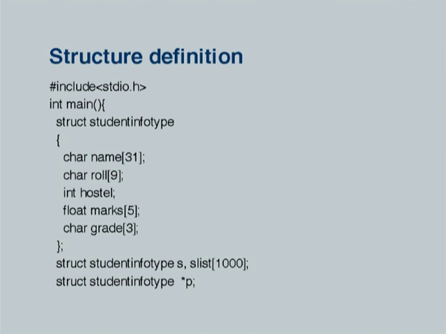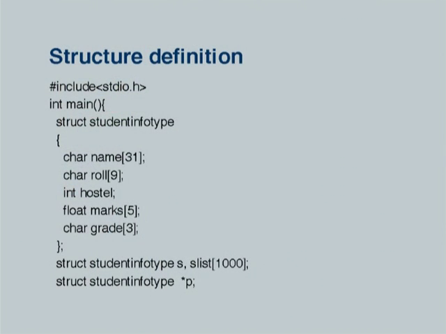And now I am writing the variable name s or an array s list. So S-list is an array of structures, and if there are 1000 elements, I can actually store data for 1000 students here. Note that every element of this array S-list is a complete structure. So each element has components name, role, hostel, marks and grade. Similarly, S, which is a variable of the structure type, S itself has all these 5 components.